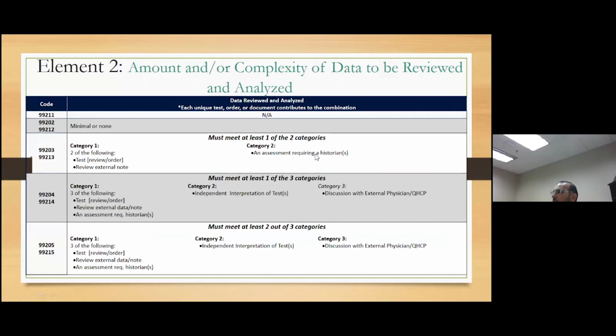Either you have a good assessment history, so you ask them about their depression. Are they having any side effects of their medication? Are they taking their medication regularly? Are they feeling any better? Do they have any sleeping problems? If you document all that, that is a level 3. Or what you need to do is review the notes from external providers and order or review a test.